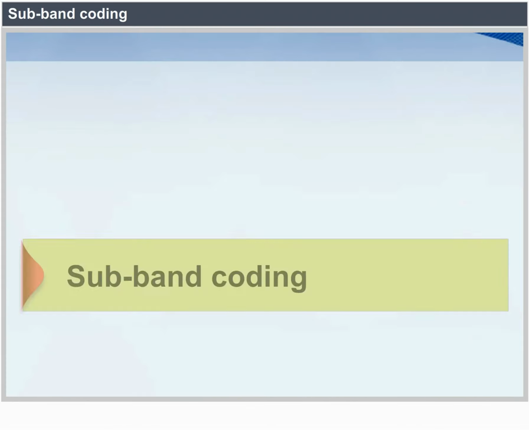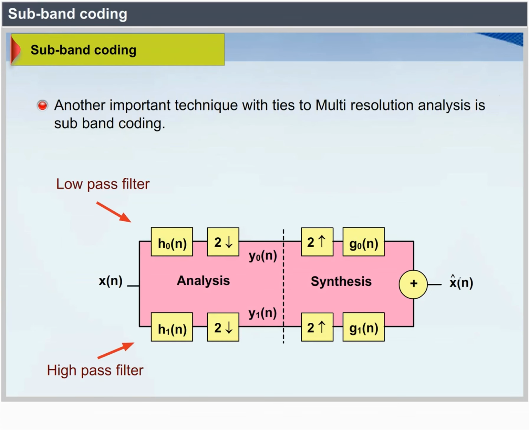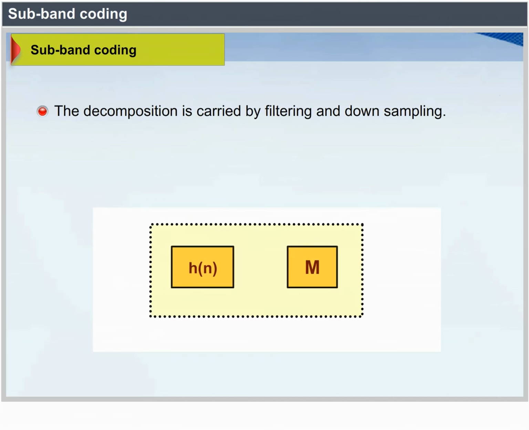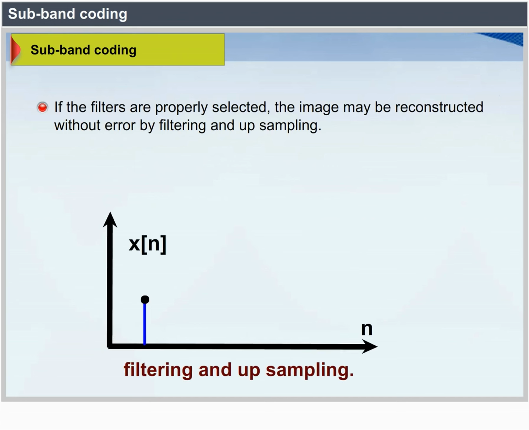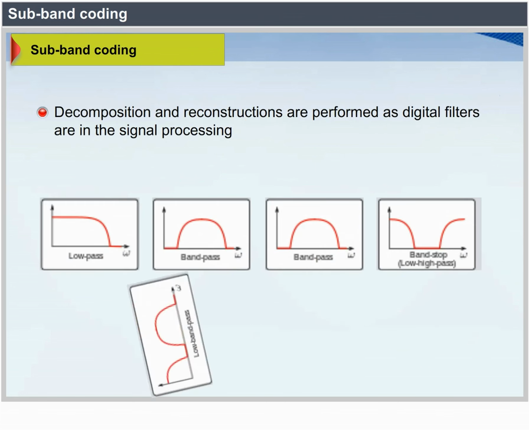Sub-band coding. Another important technique with ties to multi-resolution analysis is sub-band coding. An image is decomposed to a set of band-limited components, subbands. The decomposition is carried out by filtering and downsampling. If the filters are properly selected, the image may be reconstructed without error by filtering and upsampling. Decomposition and reconstructions are performed as digital filters in signal processing.